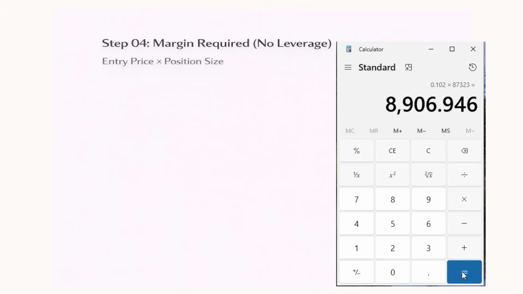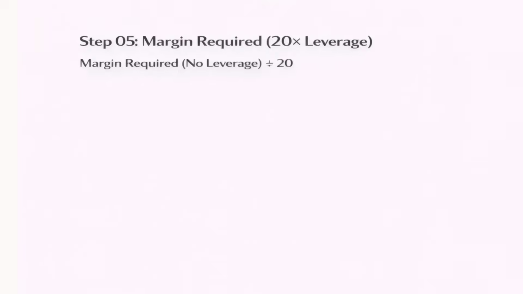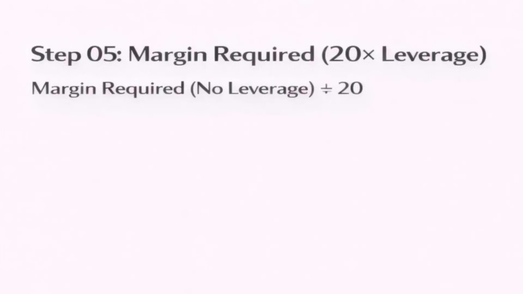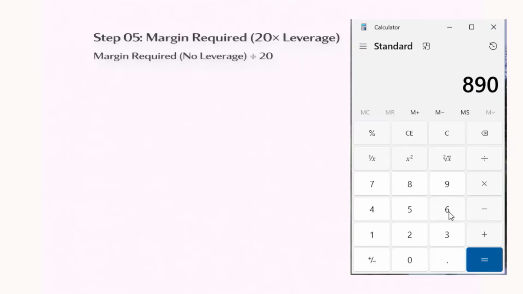If we still want to stick to our 2% risk rule, the only way to open this trade is by using leverage. Now, let's calculate the margin required if we use 20x leverage. We divide the total position value by the leverage. 8,906.946 divided by 20. That equals $445.347. So, with 20x leverage, we only need about $445 from our $1,000 capital to open this trade. The remaining capital stays unused and available in our account.